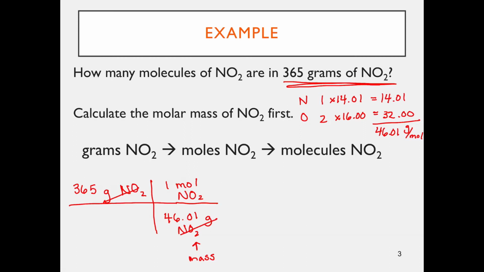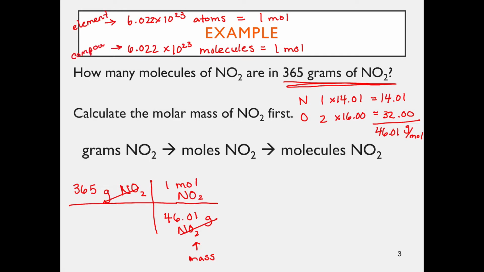The way that we are going to do that is we are going to use Avogadro's number. Before, we had used it as 6.022 times 10 to the 23rd atoms is equal to 1 mole. But remember, 6.022 times 10 to the 23rd of anything can equal 1 mole. And in this case, we're going to use 6.022 times 10 to the 23rd molecules is equal to 1 mole. So when it's an element, we will use atoms. And when it's a compound, we will use molecules. Okay, so that's just a little bit different terminology.